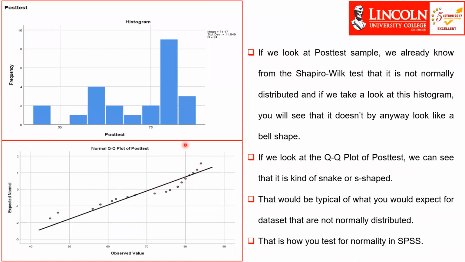That is how we test for normality in SPSS. So if all the dots are on the same line, then it is normally distributed. If your histogram is a bell shape, it's normally distributed. If your p-value is greater than 0.05, your data set is normally distributed. If your data set violates any of these points, it means that your data set is not normally distributed. Okay, so this is how to test for normality on SPSS.